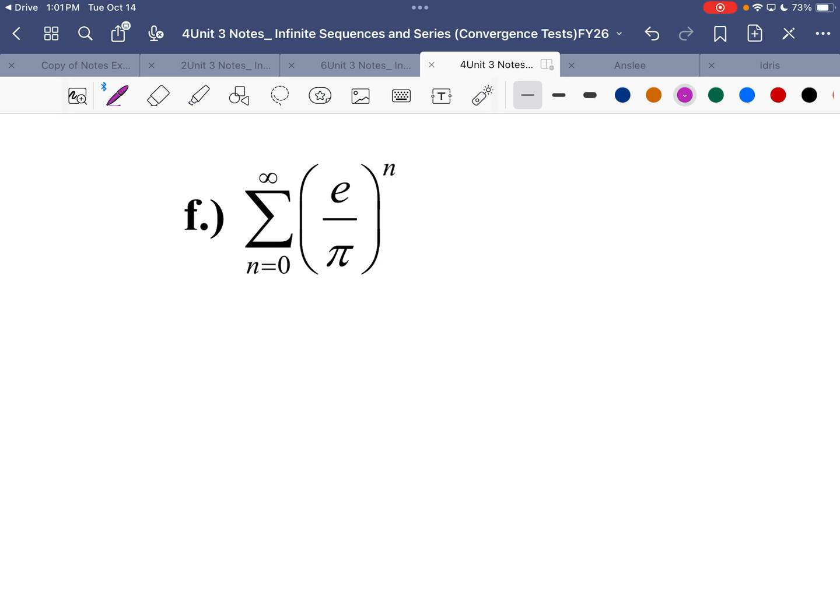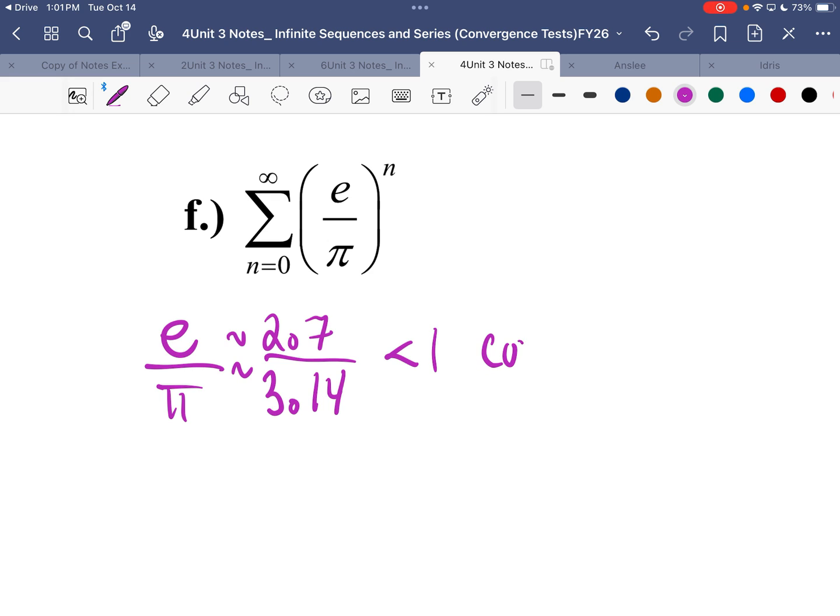On F, I am hoping that by asking this question and questions similar to this, I will break you of the idea that E and pi are variables. They are numbers. So what is E about equal to? 3.14-ish, right? So what is this, bigger or less than 1? Less than 1, so it would converge.